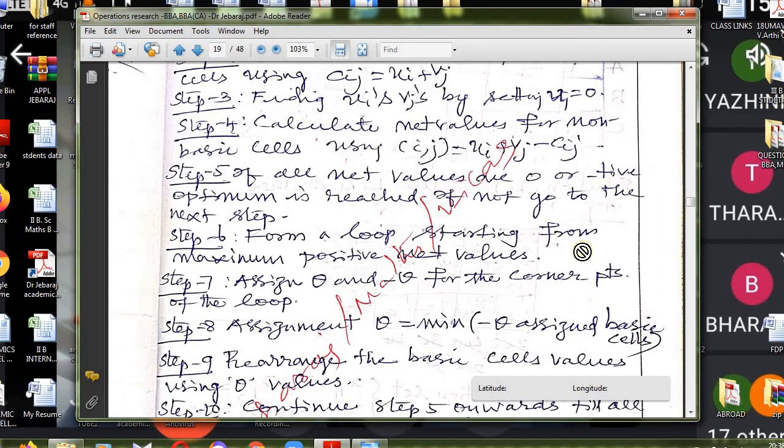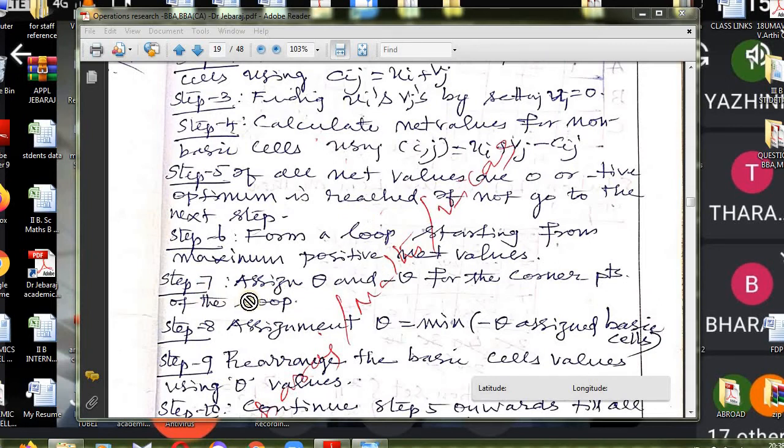The loop should not cross the cells. Where it starts, it has to end. It may be clockwise or anti-clockwise. The corner points must be basic cells. So, certain rules are there. According to those rules, you have to draw the loop. Now, next comes step number 7.